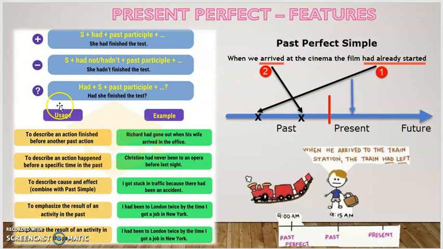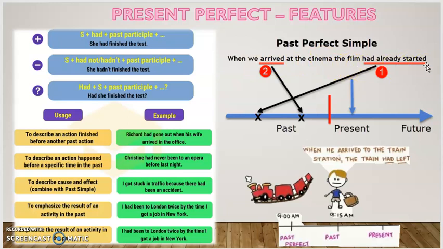So we have some usage, as I told you. This is really important. The most important is to describe an action finished before another past action. So we have an example and a graphic in here about the past perfect simple. And this is, when we arrived at the cinema, the film had already started. So we can separate the sentence in two parts. The first one, when we arrived to the cinema, cuando llegamos al cinema, the film had already started. La película ya había empezado.